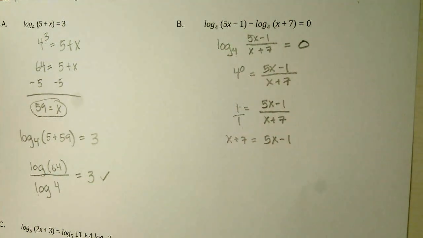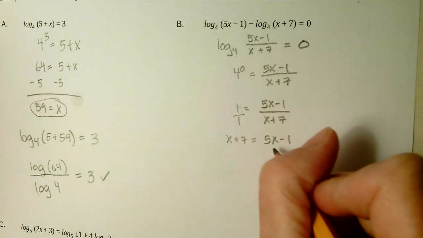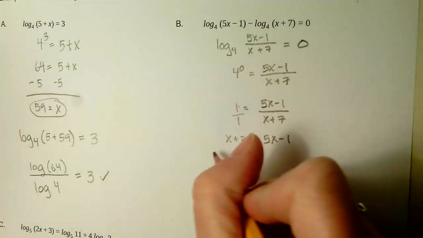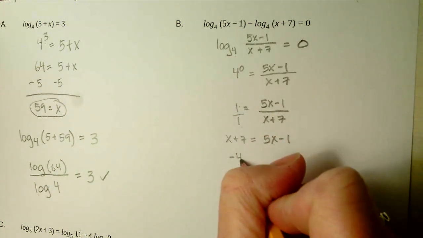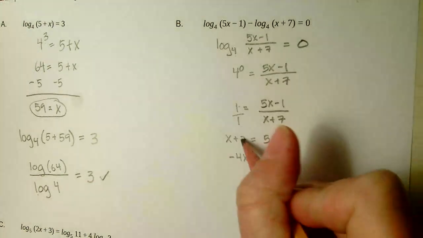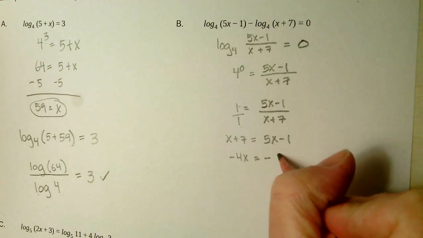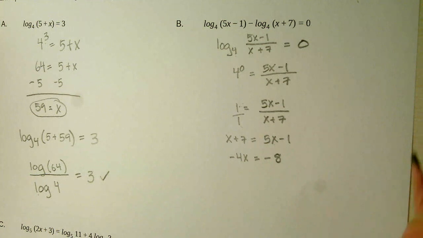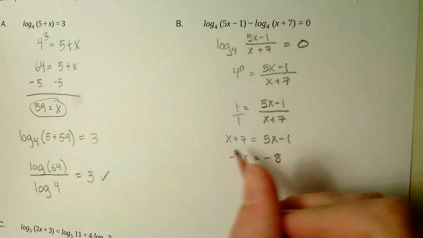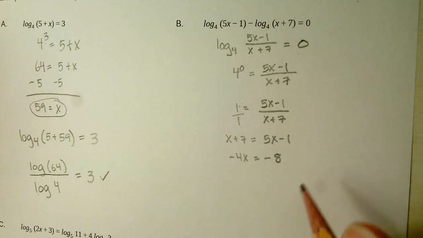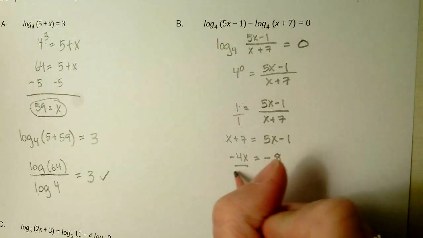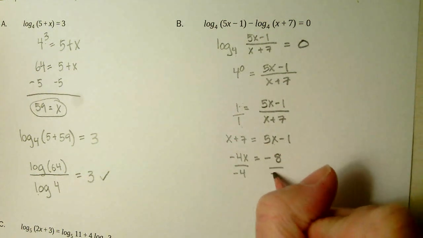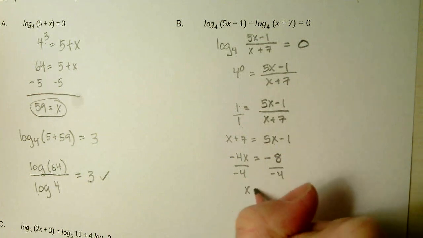And now we're just solving this equation. I'm going to subtract 5x from both sides, so I'm going to get negative 4x. And I'm going to subtract 7 from both sides, and I'm going to get negative 8. Okay, I'm hoping by now you don't need me to write out all of these steps. If you do need to write out all those steps, do it, pause the tape, do it in your own notes. We're dividing both sides by negative 4, and we get x equals 2.